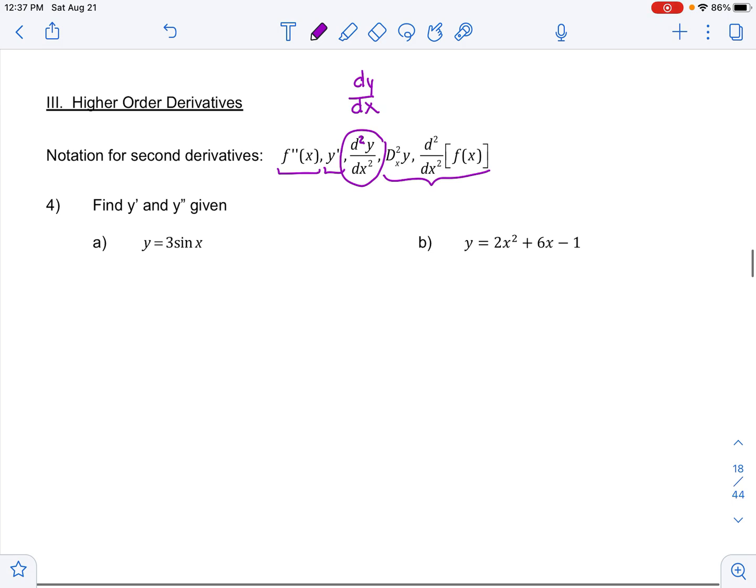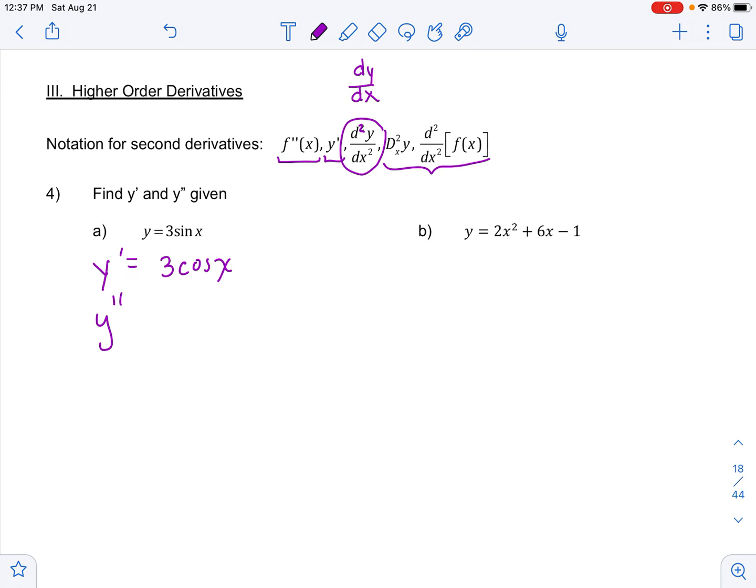So let's practice taking the second derivative. You start by taking the first derivative. So the derivative of sine of x is just cosine of x. So that's y prime. And then if I wanted the second derivative, I would just go one more time. The derivative of the cosine is negative sine, and we just keep that 3 in the front. That's it. Same thing here. Y prime would be 4x plus 6. Y double prime would just be 4, and then the derivative of the 6 becomes 0.